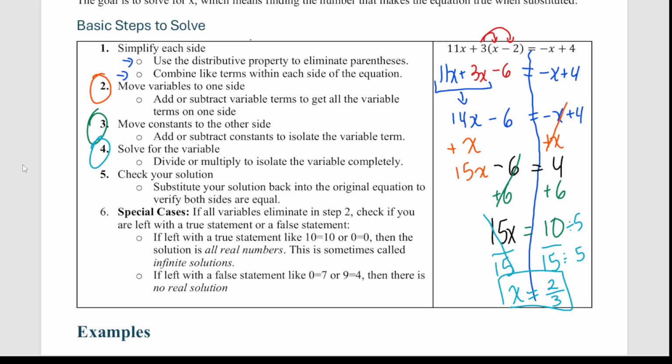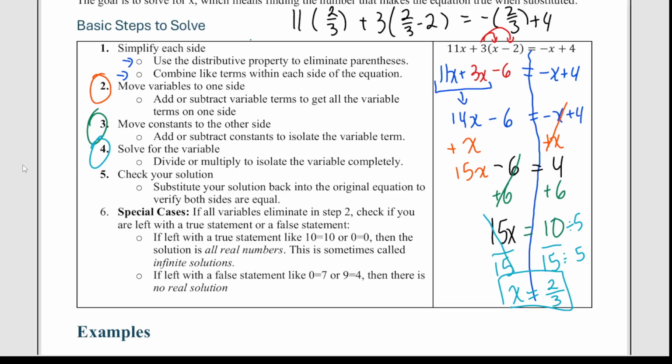Now what you should also be in the habit of doing is double checking your solution by plugging it into the original. So you would want to double check, for example, that 11 times positive 2/3 plus 3 times 2/3 minus 2 is actually equal to negative 2/3 plus 4, utilizing order of operations on both sides. Now in this particular case, I probably would use a calculator strategically to actually check this, but I would do it in order of operations.